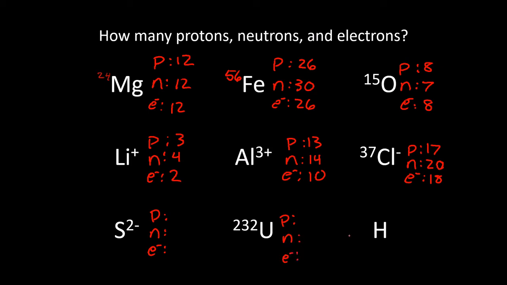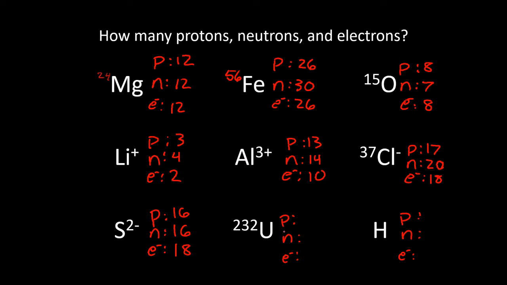So we have sulfur as our first one there. Sulfur is element number 16, which means it has 16 protons. We're not given a mass number, but if we look at the periodic table, 32 is the closest integer to the mass number, which would mean that the number of neutrons is also 16. For the charge, we're told that we have -2, which means we have 2 more electrons than protons, which gives us 18.